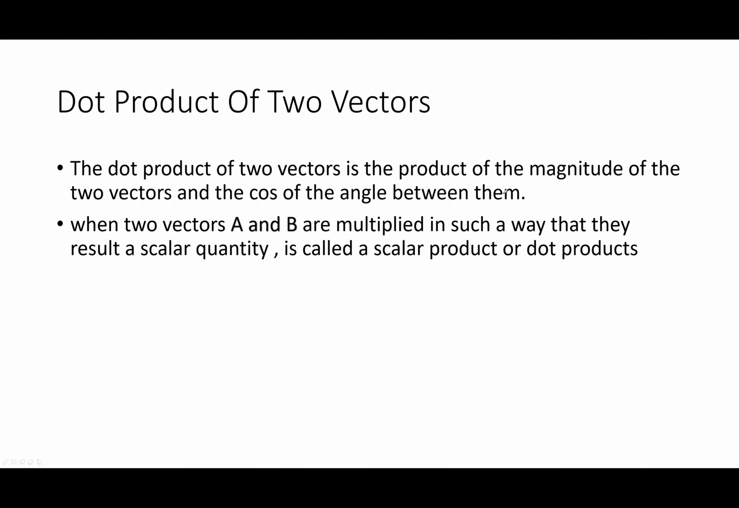Dot product of two vectors. The dot product of two vectors is the product of the magnitude of the two vectors and the cos of the angle between them. For example, if you write A dot B, if two vectors are multiplied, it is written as AB cos theta. So the magnitude of vector A and vector B and the cos of the angle between these two.